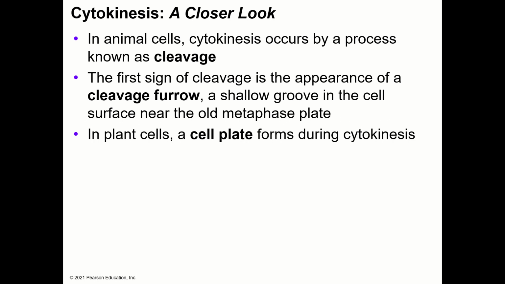Cytokinesis, a closer look. In animal cells, cytokinesis occurs by a process called cleavage. The first sign of cleavage is the appearance of a cleavage furrow, a shallow groove in the cell surface near the old metaphase plate. In plant cells, a cell plate forms during cytokinesis.